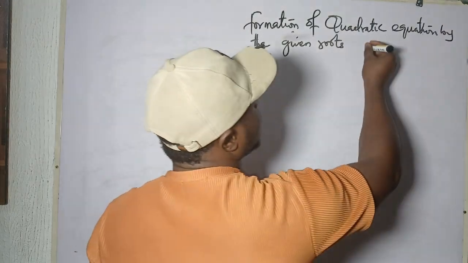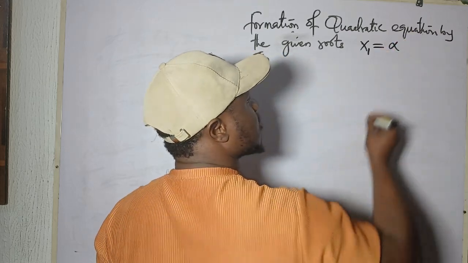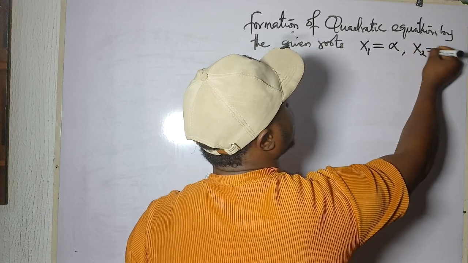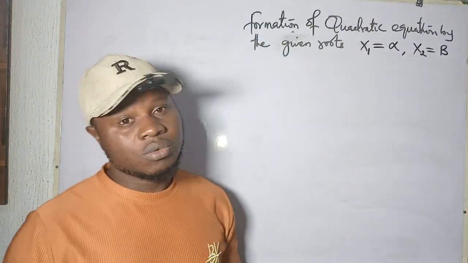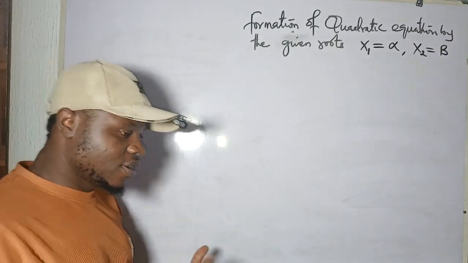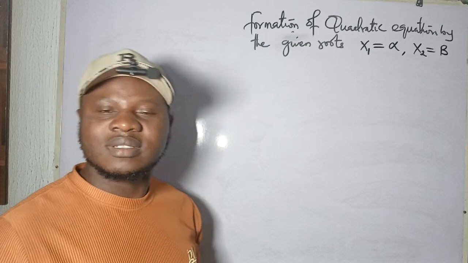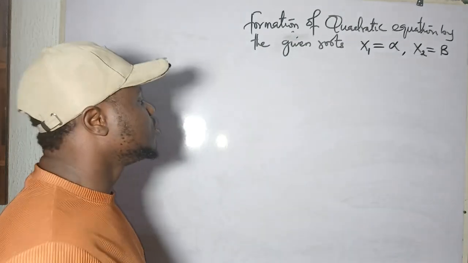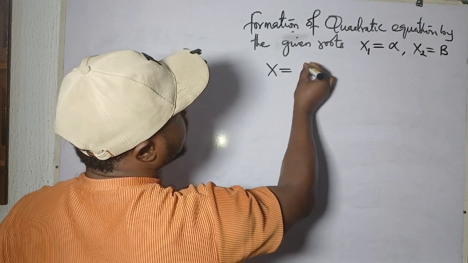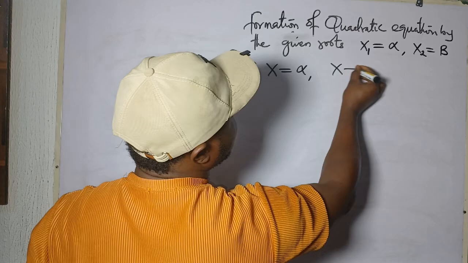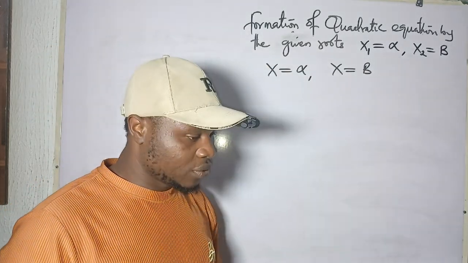So you can see that if the first value of x is equal to, maybe, alpha, and the second value of x is beta, it means that alpha and beta are the roots of the equation. So whenever you are given them, can you use them to produce the quadratic equation that gave us alpha and beta? Yes. So what are we going to do? I am going to first of all say that x is equal to alpha and another value of x is equal to beta. Now, we assume that these are the values of the roots.